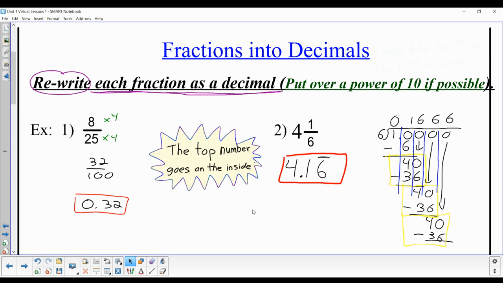So again, to turn a fraction into a decimal, first see if you can turn your denominator into a power of 10. If you can, then your numerator is just going to be your decimal part, starting with whatever place value you have in your denominator. If your denominator cannot become a power of 10, then you have to do long division to figure out what your decimal is going to be.